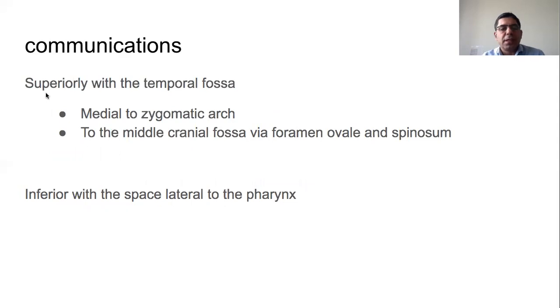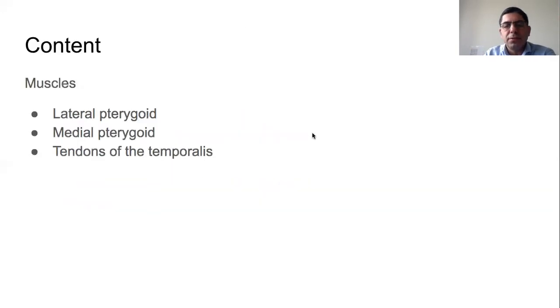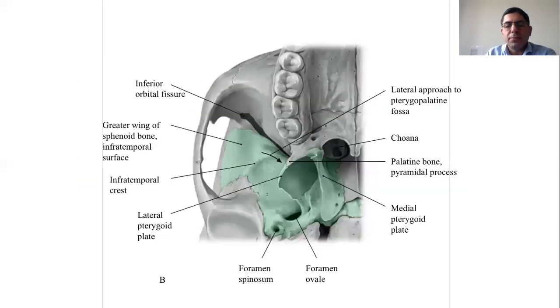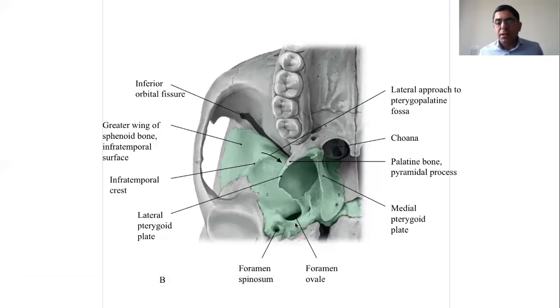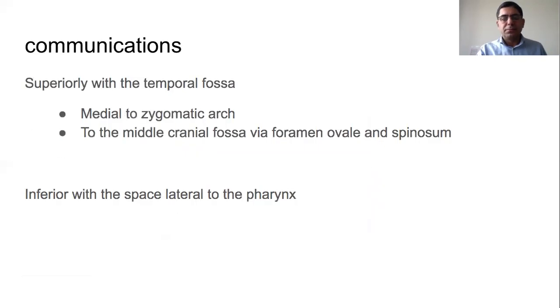Communications, as I said: superiorly to the temporal fossa, laterally to the zygomatic arch, and to the middle cranial fossa via foramen ovale and spinosum. So you've got these foramina here. Infection in this area travels here, goes here, and can go into the brain. Rare, but it does happen. Inferiorly, there's the space lateral to the pharynx. If you go down, it goes to the space around the pharynx, and that's important because that's the area related to breathing.